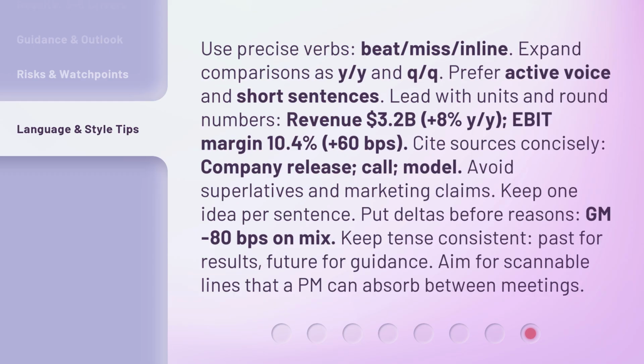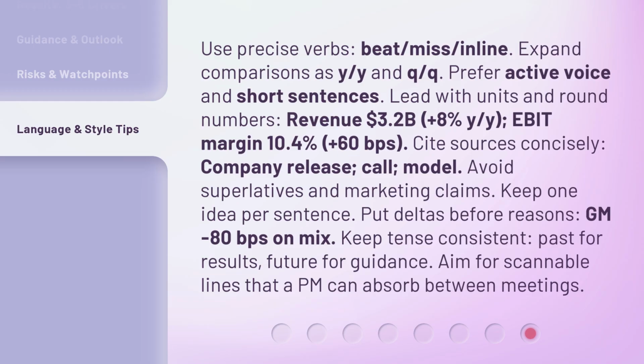Use precise verbs. Beat/miss/in line. Expand comparisons as YY and QQ. Prefer active voice and short sentences. Lead with units and round numbers. Revenue $3.2 billion, +8% YY. EBIT margin 10.4%, +60 bps.